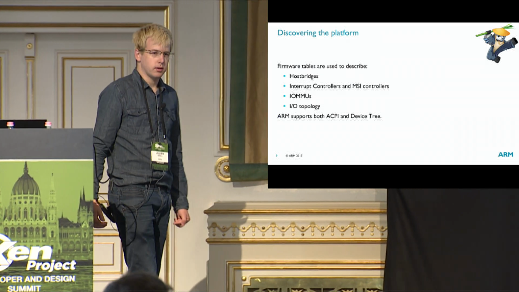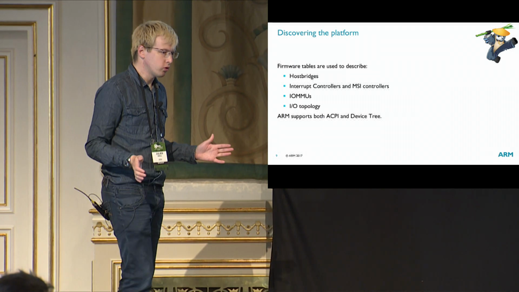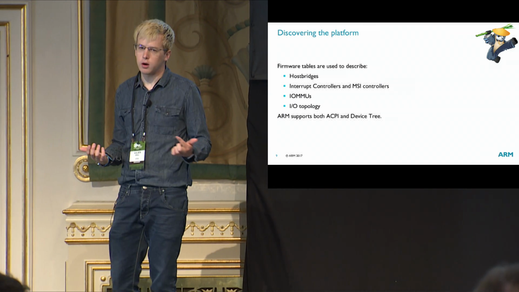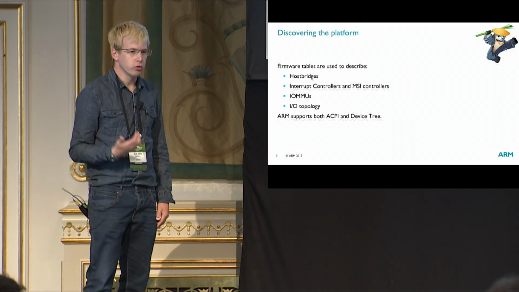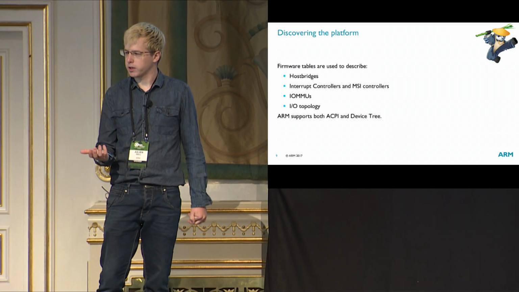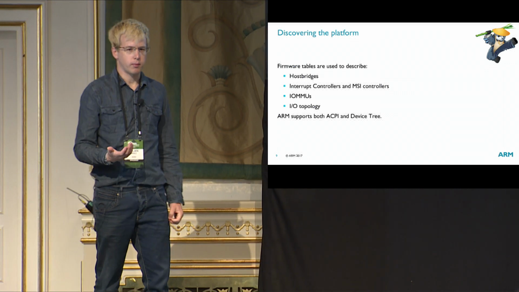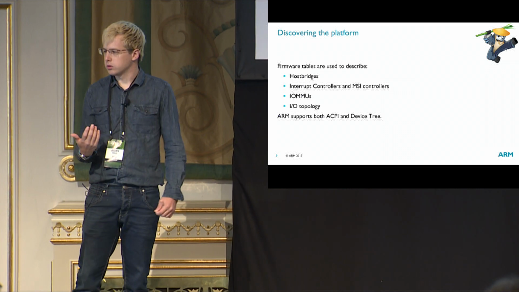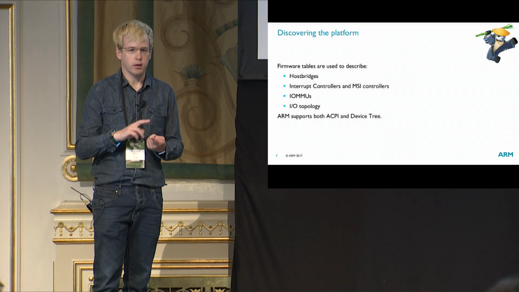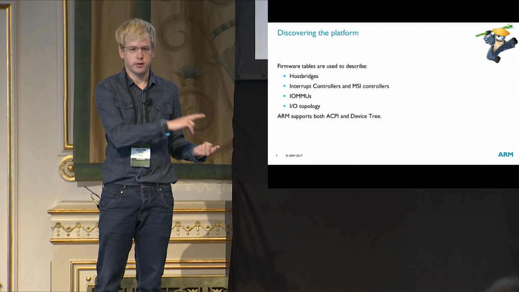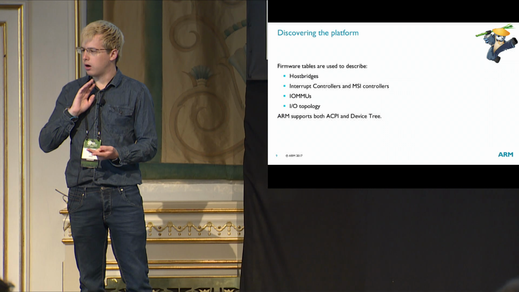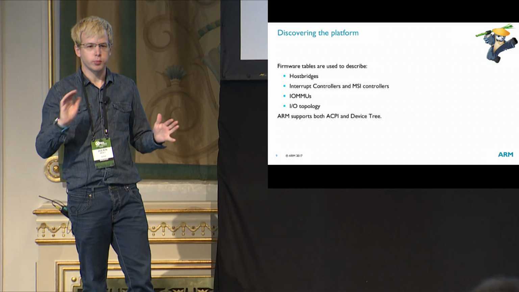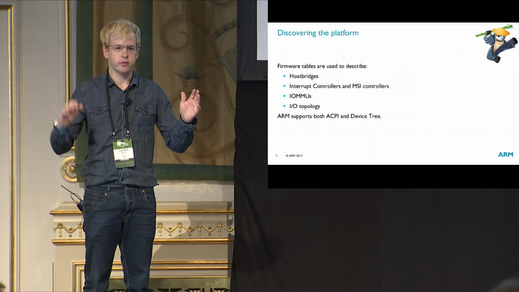The next thing is, so this is the hardware. Now you want to boot Xen, you want to boot a Linux on the platform, and you want to discover what's on the platform, what has a PCI, what has the host bridge. For that, we use Firmware Tables. The Firmware Tables are provided by EFI or by U-Boot. You can find in them what the host bridge is, if it's ECAM compliant, if it's a specific host bridge, the interrupt controller, the MSI controller, the IOMMU, and the IO topology. By IO topology, I mean how everything is tied together.